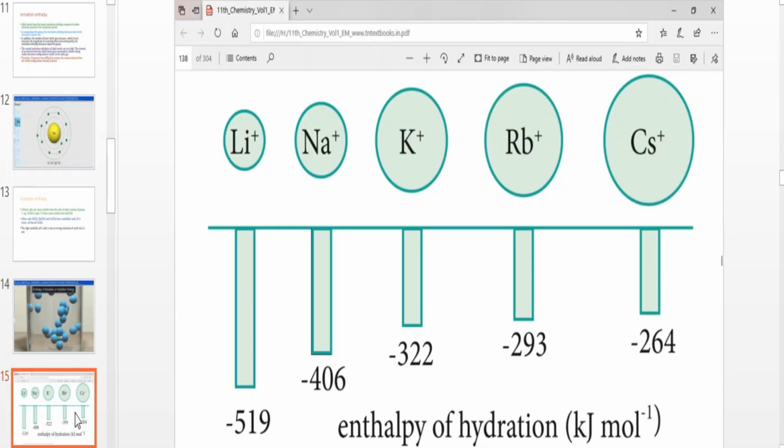Here the enthalpy of hydration is given. Go through this: for lithium ion minus 519, for Na plus ion minus 406, K plus ion minus 322, rubidium plus ion minus 293 kilojoules per mole, cesium plus ion minus 246. That means the negative value indicates the amount of hydration enthalpy, with smaller magnitude meaning less hydration enthalpy.